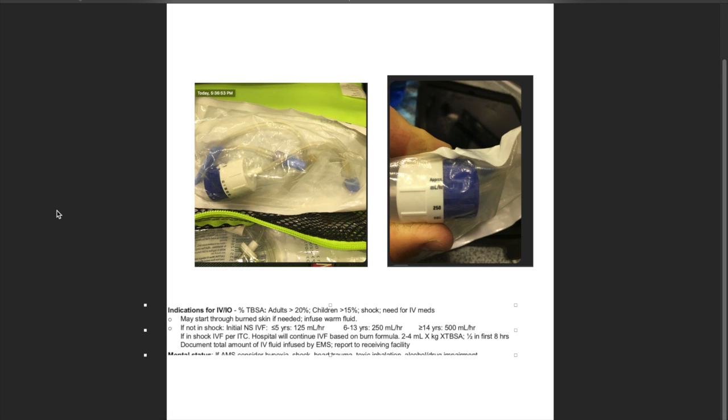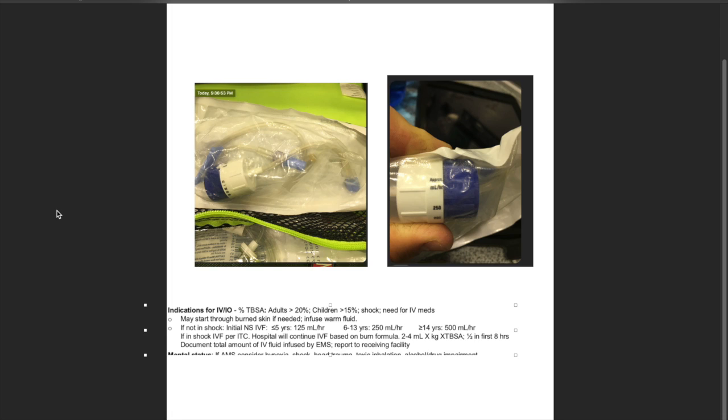Reviewing the protocol and thinking off the top of my head, really the only medication that this is applicable for us and actually pretty helpful is for burns. If you look at the protocol below, in the initial fluid administration, we're going to give a certain amount of milliliters per hour. So less than 5 years, it's 125 milliliters an hour. Between 6 and 13, it's 250 milliliters an hour, which if you look here is the max that the dial flow can go. And then for greater than 14 is 500 milliliters an hour.